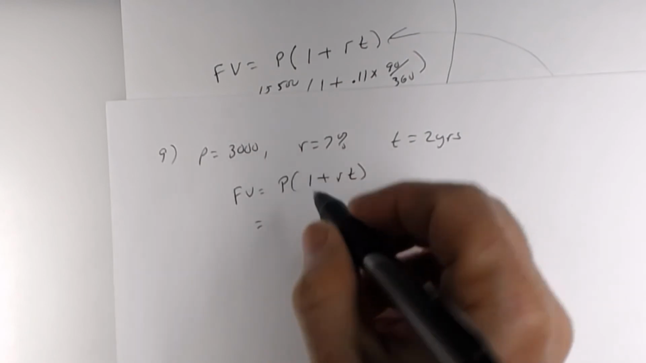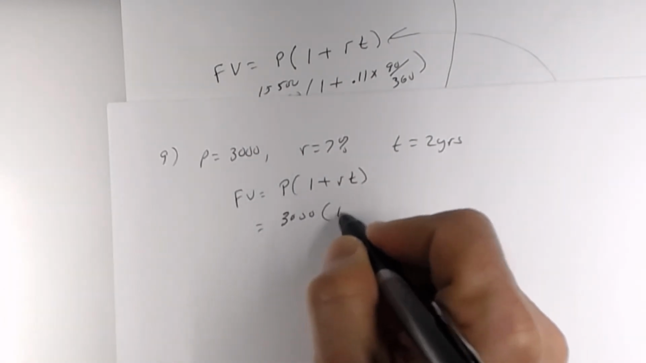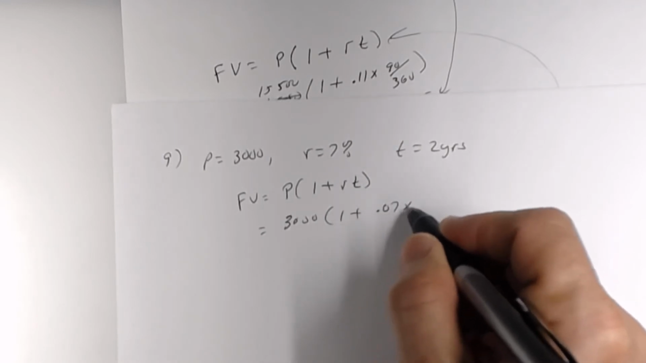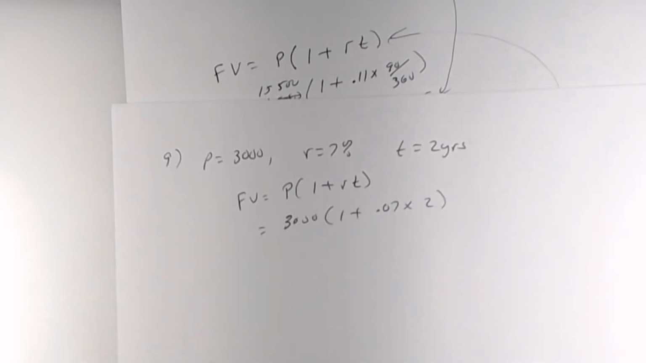So, what's the principal? 3,000 times 1 plus R. What's R? 0.07 times the time, which is 2. And I don't have to divide by anything because the time's already in years.